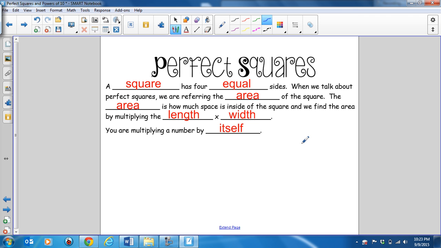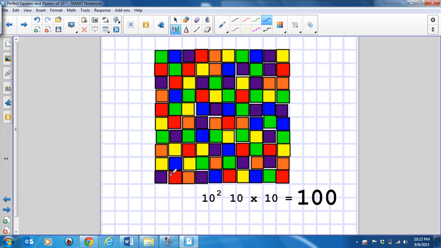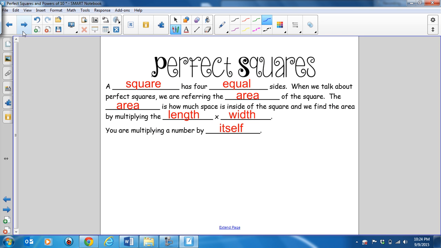So I'm going to go back to the last picture. We have the length, which is 10, and the width, which is 10. Length and width can go either way. Both are 10. So what you're saying is 10 times 10 equals 100. You can go ahead and pause the video here if you are still filling out your notes.